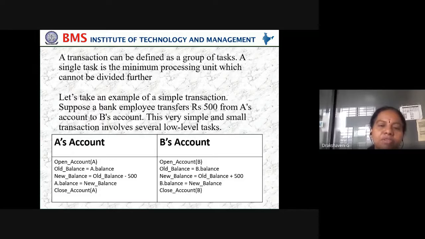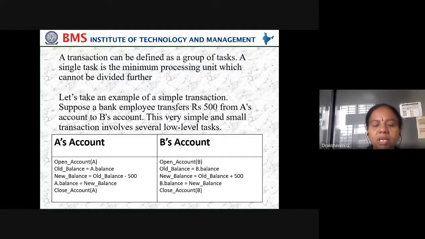Let's take an example of a simple transaction. Suppose a bank employee transfers rupees 500 from A account to B account. This is a very simple and small transaction, but it involves several low level tasks, that is A account and B account. Open account A, old balance equal to A dot balance, new balance equal to old balance minus 500. So like this we say, that is what A account. If we say it in English-like language, we have just told: transfer 500 rupees from account A to account B.